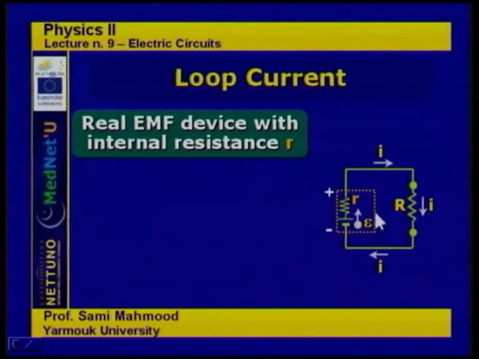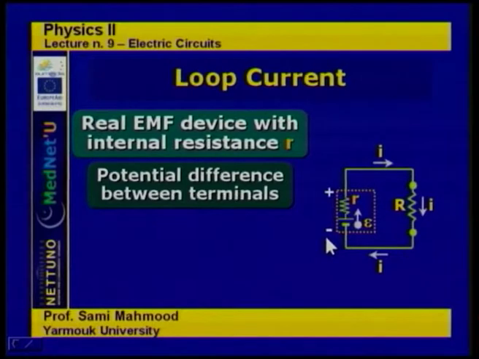The electromotive force device contains both the electromotive force epsilon plus the internal resistance r. It is inside, within, and this is depicted by this square here. And the potential difference between the terminals, we can calculate. We start from the negative point at V negative, and then we go up as we go from the negative terminal of the electromotive force to the positive terminal. We go up in potential, so we gain potential.